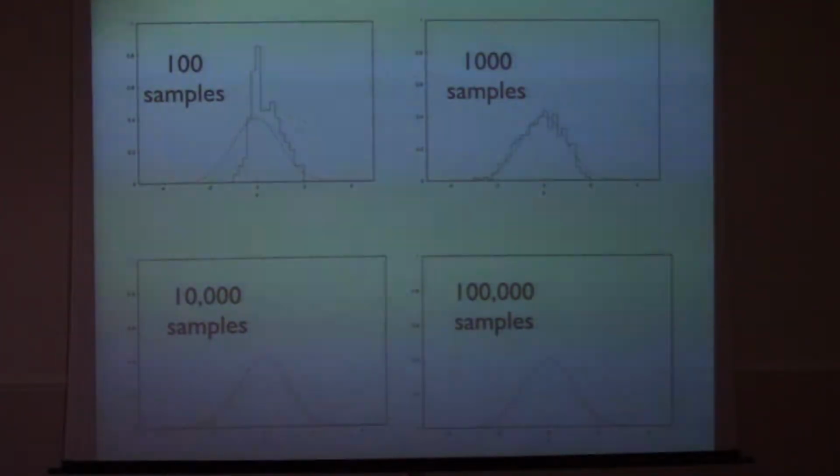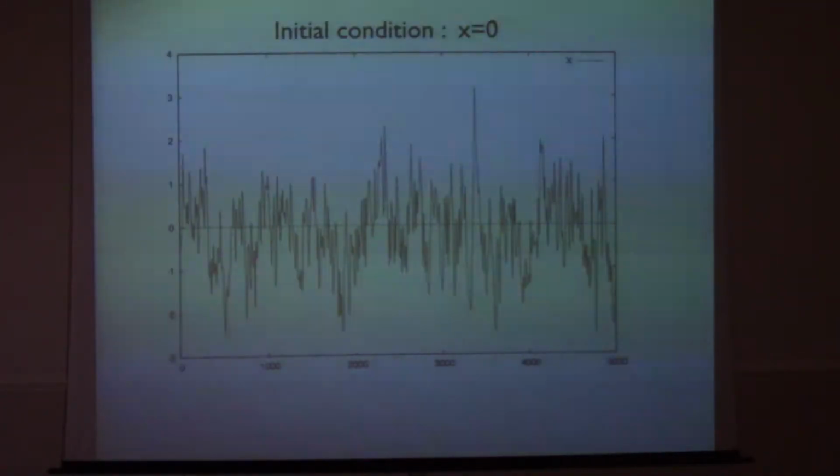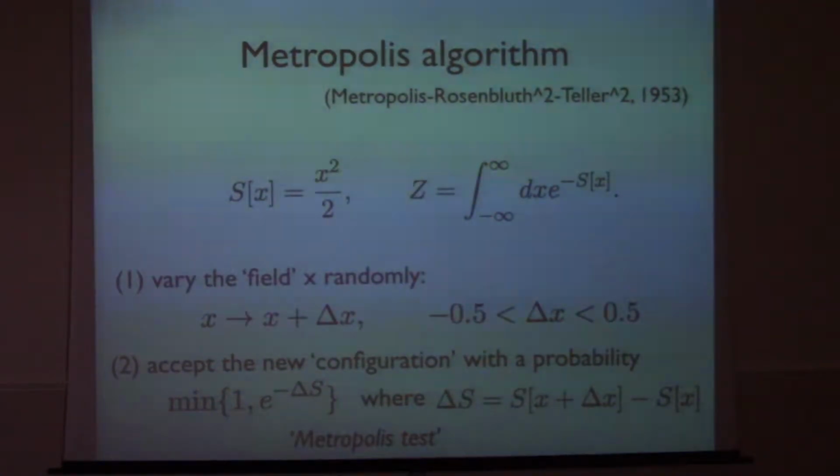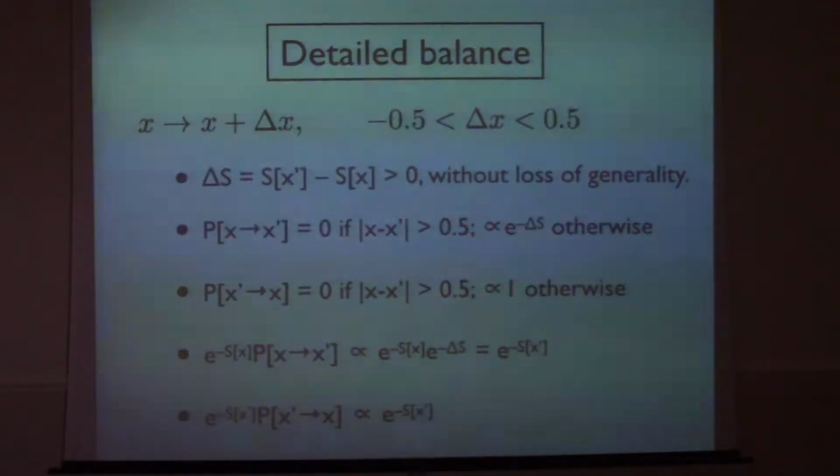Well, the reason you get this Gaussian is because you use a Gaussian action, or is it because of the central limit theorem? Because we use a Gaussian action. If you use a more complicated action, you get a more complicated distribution.